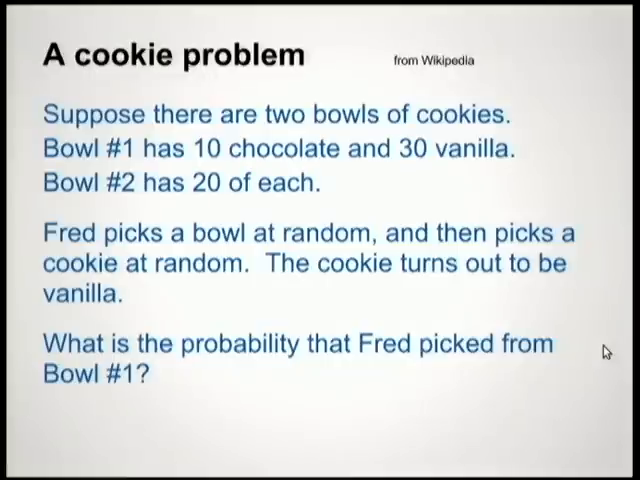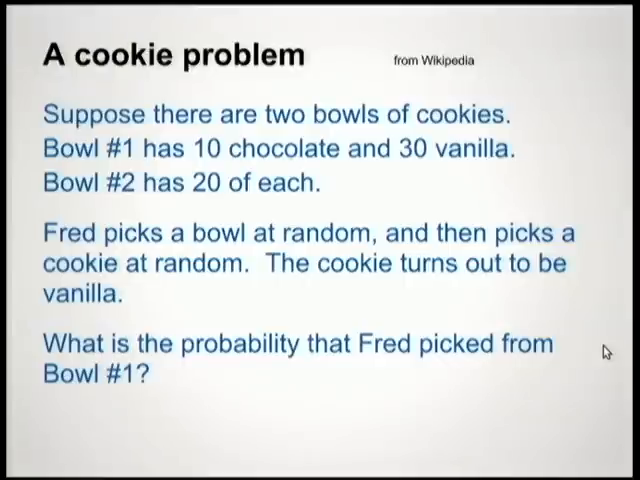So you've got two bowls of cookies. Both bowls have 40 cookies. In bowl number one, 10 are chocolate, 30 are vanilla. Bowl number two, it's 20 and 20. Your friend picks one of the bowls at random, let's assume that that means 50-50, and chooses one of the cookies at random, meaning every cookie has the same probability of being chosen, and it turns out to be a vanilla cookie. What's the probability that you chose that cookie from bowl number one?